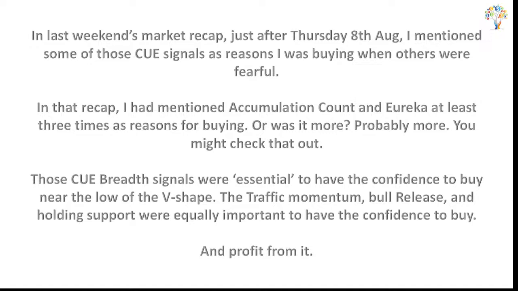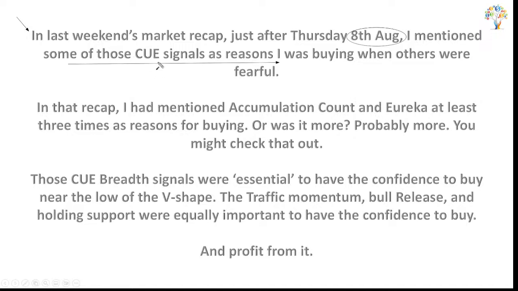And now looking back at last week's market recap, just after 8th August. 8th August was Thursday. My weekend market recap was after Friday's close. I mentioned some of those same Q signals as reasons I was buying. And not only in the last market recap, the week before that also, I only shared buying candidates. Notice how I was able to use reversal signals to buy at the low, not after the V-shaped recovery is complete. Now I am reluctant to buy, not going to short either, but I could buy earlier.